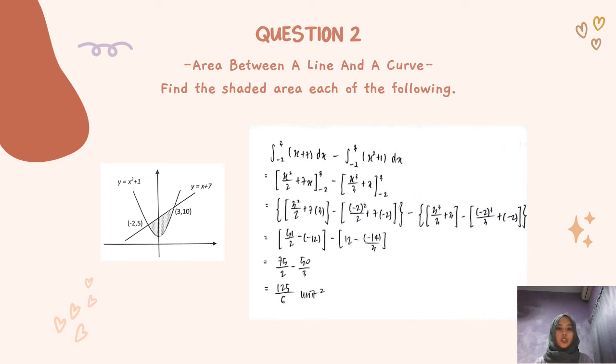After calculating both of these values, we get this as an answer, which is 125 per 6 units squared. And this is the end answer for these questions. That's all from me. Thank you.